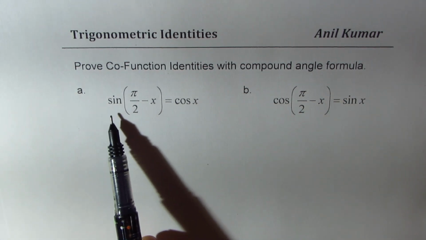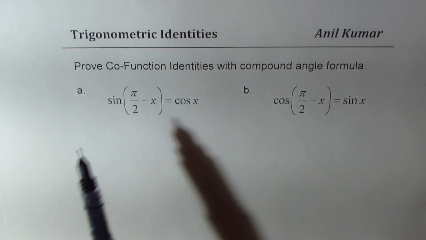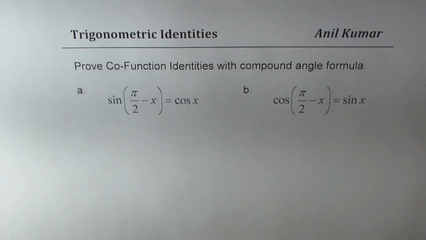Cofunction identity is something like this. Sine pi by 2 minus x is cos x. Cos pi by 2 minus x is sine x, right?